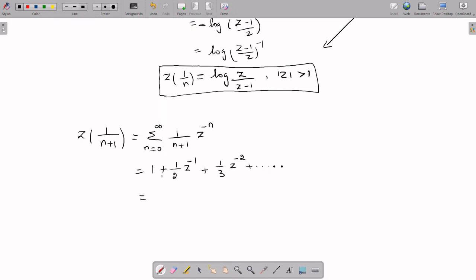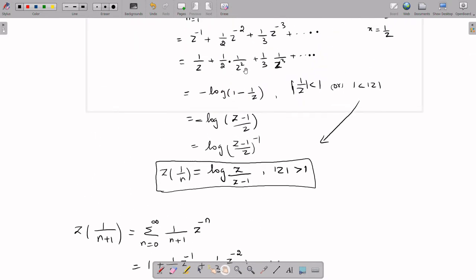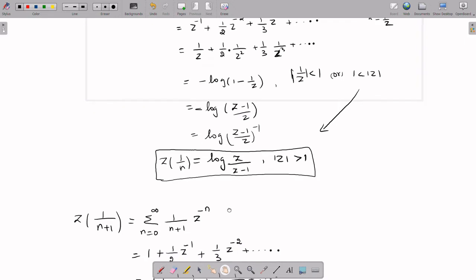z here. 1 by 2 is having z squared, isn't it? Or you have like this, 1 by 2 into 1 by z plus 1 by 3 into 1 by z squared plus etc. Look at the previous expansion. Here 2 is there, square, 3 cube, like that you can have, then only you can apply the log formula.